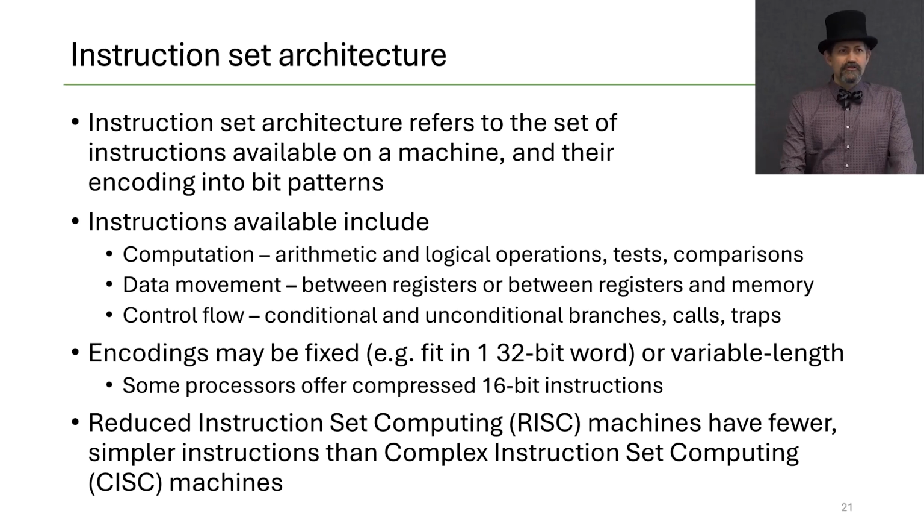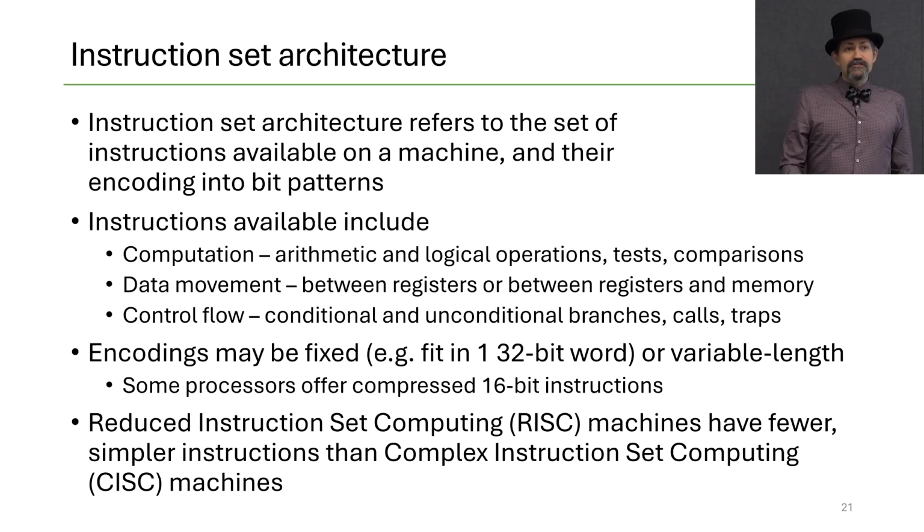The encodings of instructions can be fixed. For example, all instructions fit in one 32-bit word, or they can be variable length. Making them fixed makes the processor implementation simpler, but variable length adds flexibility in the architecture. Some processors allow compressed 16-bit instructions, which helps make code shorter at the cost of some flexibility in the instruction set that's available for those 16-bit instructions.